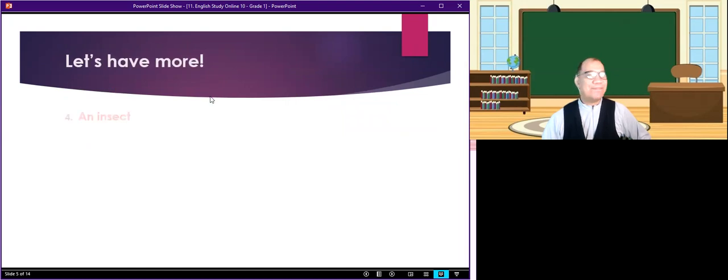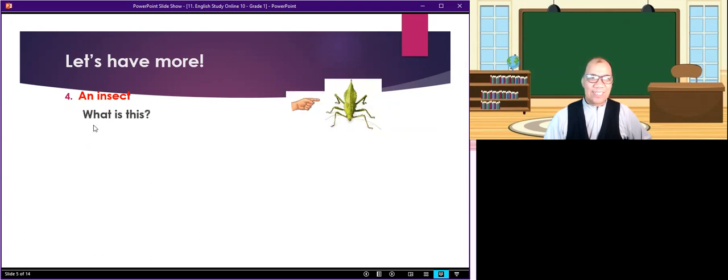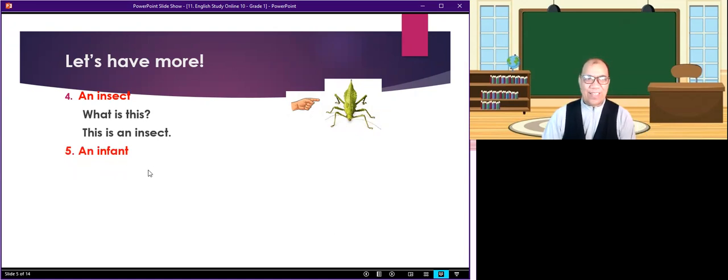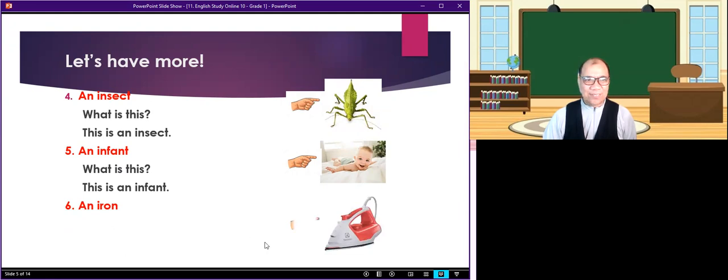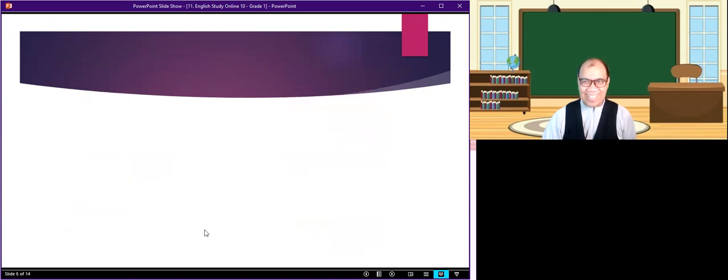Let's have more. An insect. What is this? This is an insect. An infant. What is this? This is an infant. An iron. What is this? This is an iron. Okay?